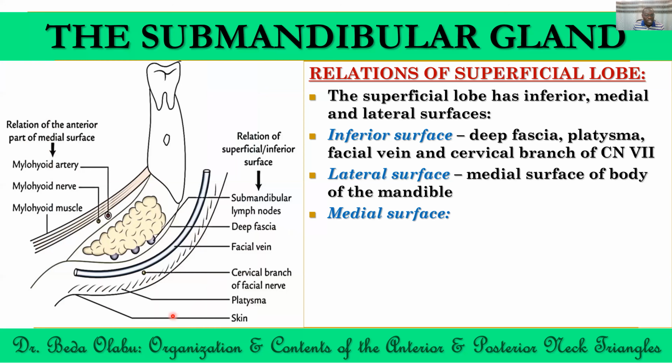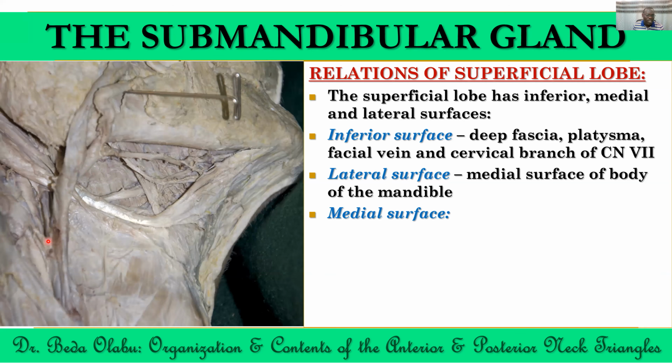Now we can talk about the medial surface. This is the medial surface of the gland. And in this image, we can see a number of things. We can see the mylohyoid artery together with the nerve to mylohyoid. We can also see the mylohyoid muscle itself. So those are medial structures. In this particular image that I already showed you, this is the mylohyoid muscle, and this is the mylohyoid artery and nerve, which is on the middle aspect. So remember that the gland will be resting somewhere here.